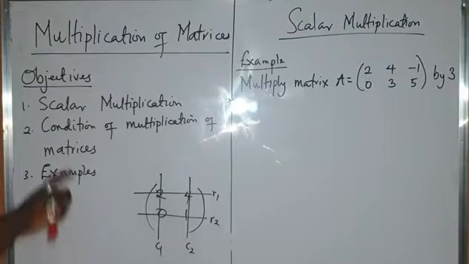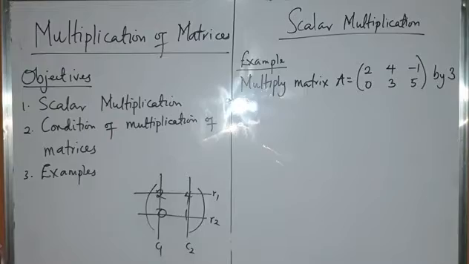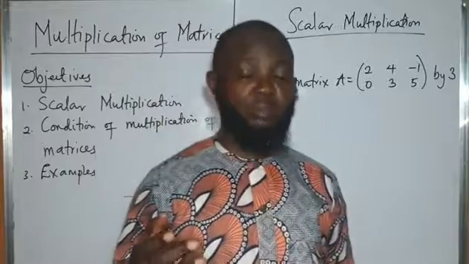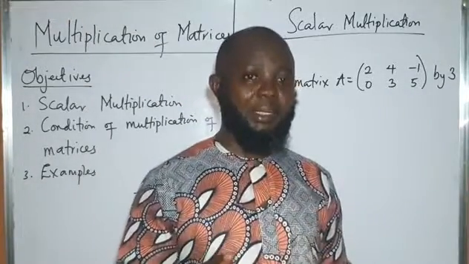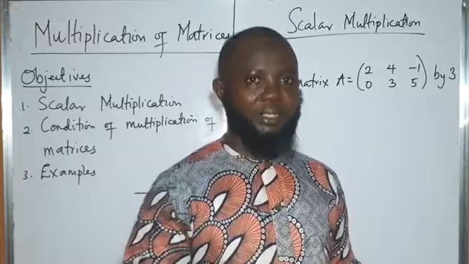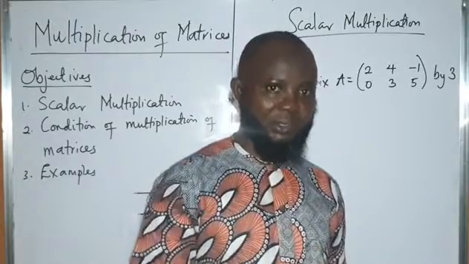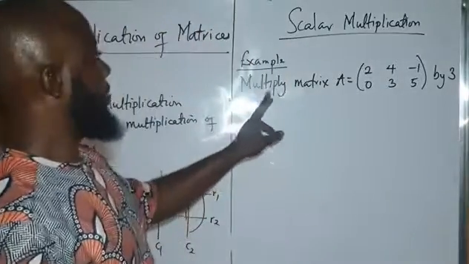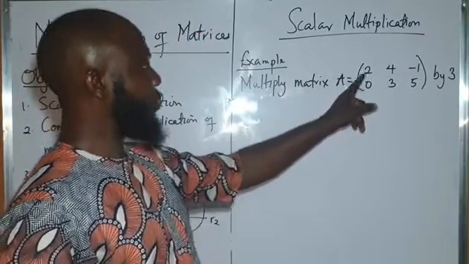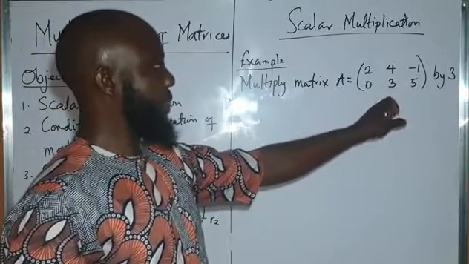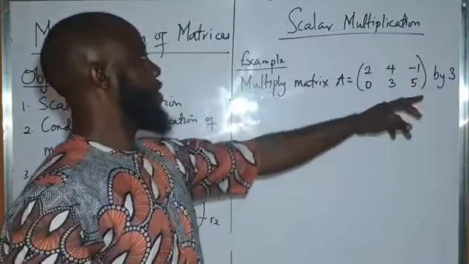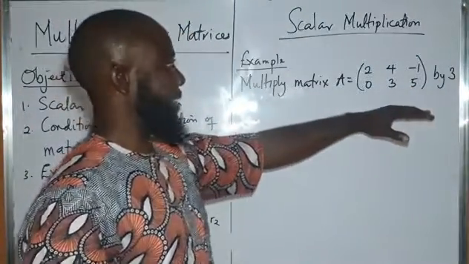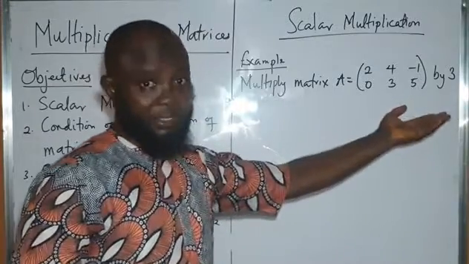So let's move to scalar multiplication. What do we mean by scalar multiplication? This is just when you are multiplying a matrix by a digit, by a number. That is, you are not multiplying a matrix by another matrix. You are multiplying a matrix by a number. Just like the case of this now: multiply matrix A, which you have there, these are the elements, by 3. So you are multiplying this matrix by 3. This is what we call scalar multiplication of a matrix, and this is the simplest part of it.